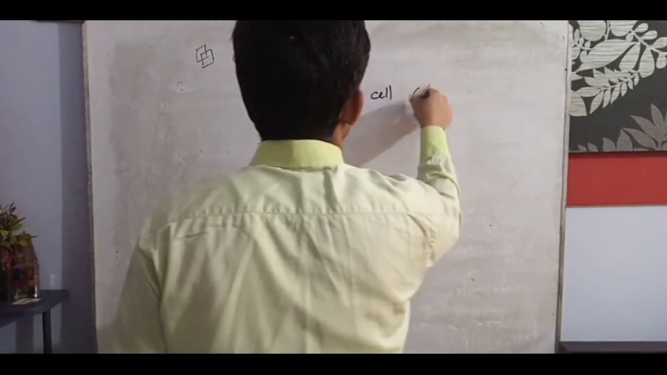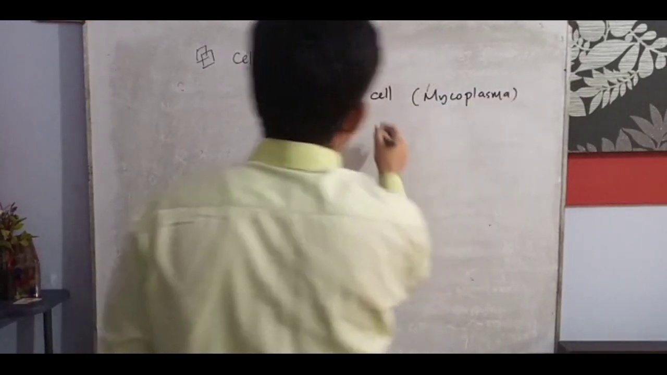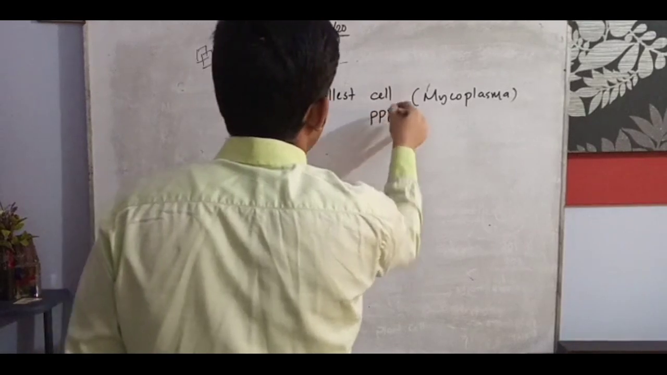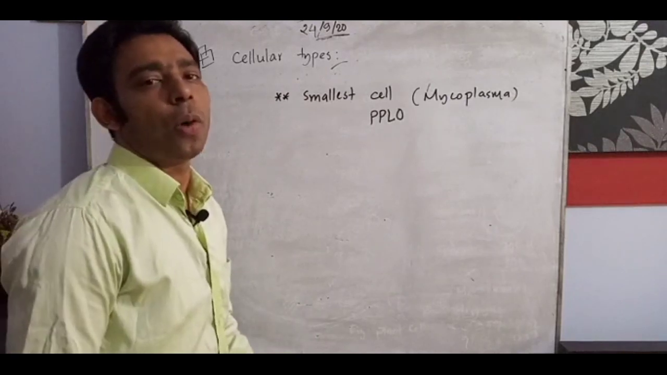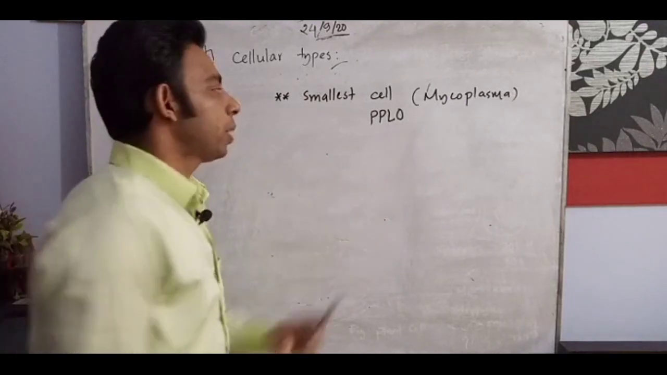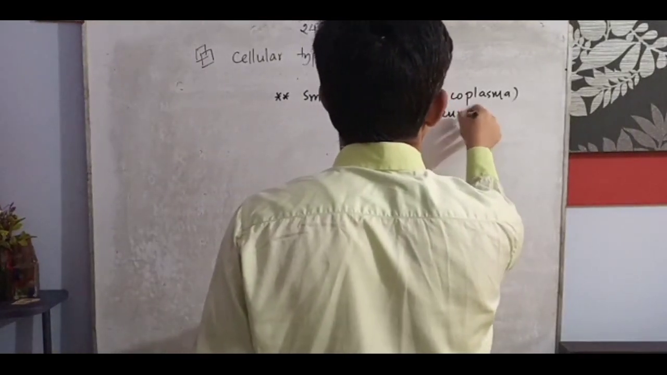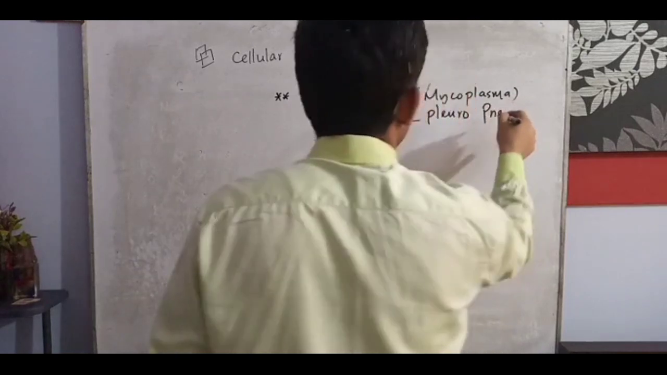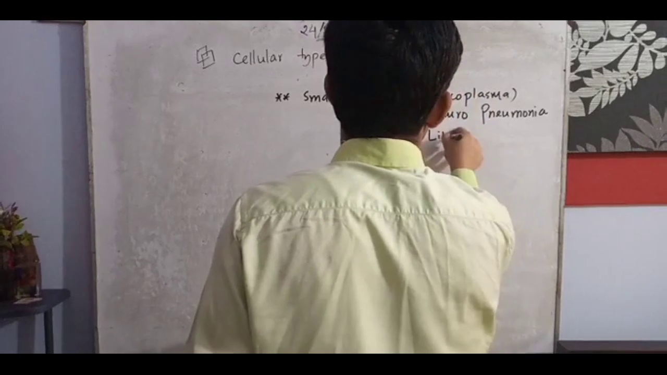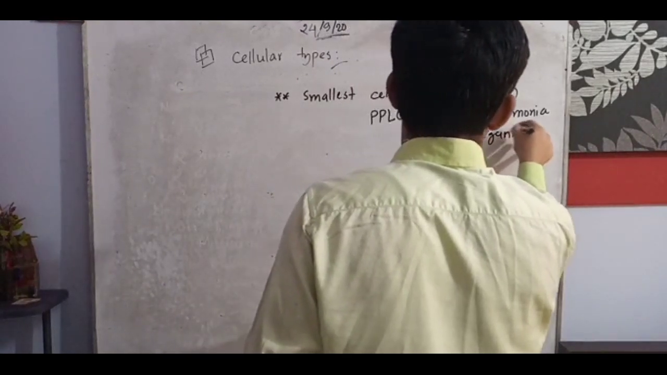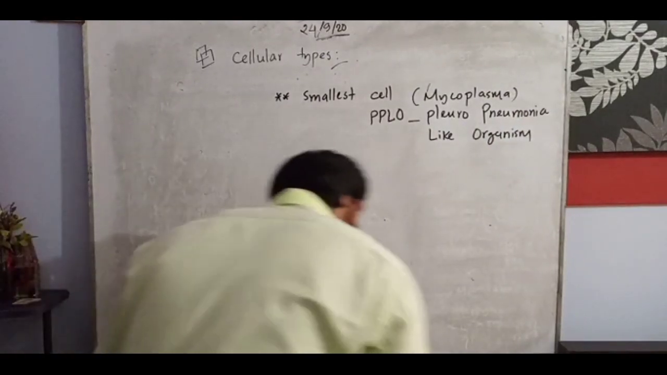The smallest cell is termed mycoplasma. And also here, PPLO. In your public exam questions, sometimes you see it asking for the full form of PPLO. It is nothing but mycoplasma, and the full form of PPLO is pleuropneumonia-like organism. Okay, it is nothing but mycoplasma.